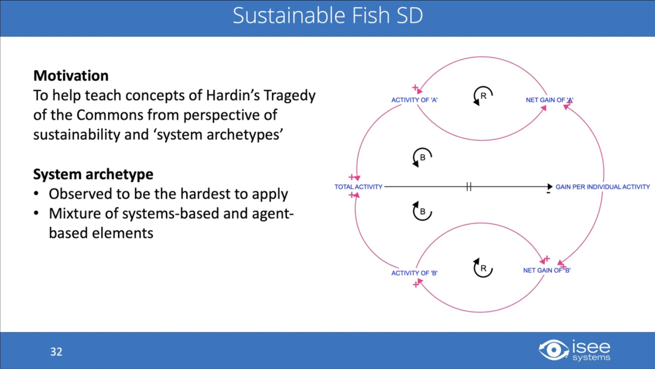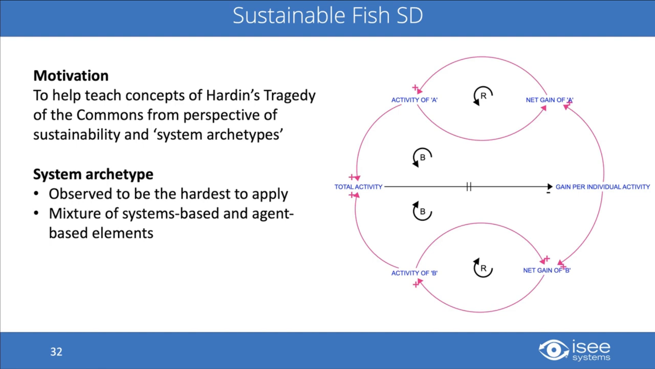So it's a really useful thing to look at, because sustainability people are interested in Tragedy of the Commons, but in system dynamics, it's one of the system archetypes, and that's actually one of the modules we teach. And I've observed in class that the Tragedy of the Commons archetype seems to be the hardest for students to apply correctly. And I have a theory that it's because it's a mixture of systems-based and agent-based elements. It's not just a system dynamics model because you've got these agents interacting.